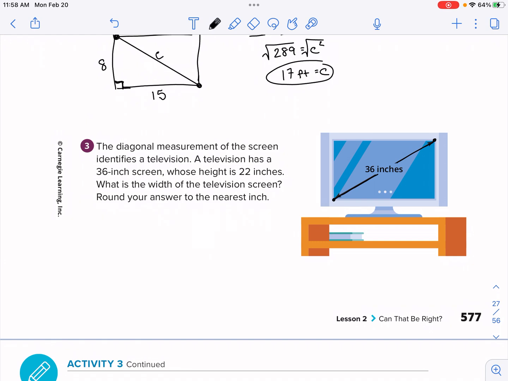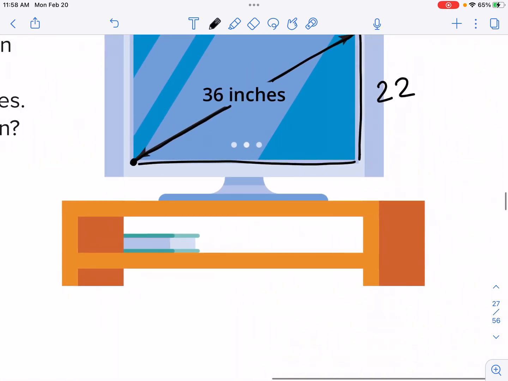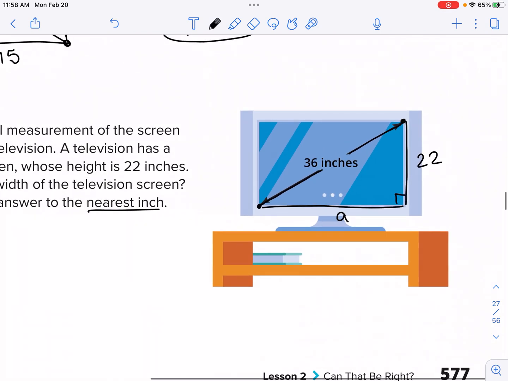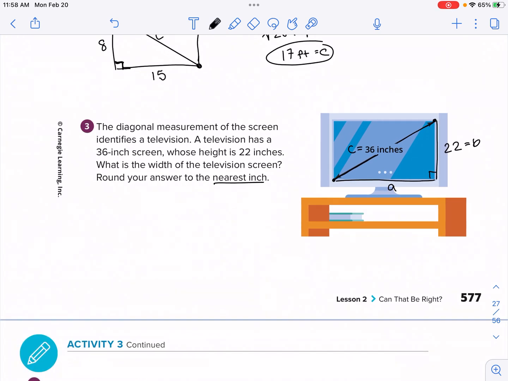Anyways, so it is 36 inches, and the height of this screen is 22 inches. We want to know what is the width of the television screen. We're going to round to the nearest inch. So this, we don't know. This is either A or B because it's next to the right angle. We'll just put that this is A. All right, so let's plug in 22 for B and 36 for C. So this will be A squared plus 22 squared equal to 36 squared.